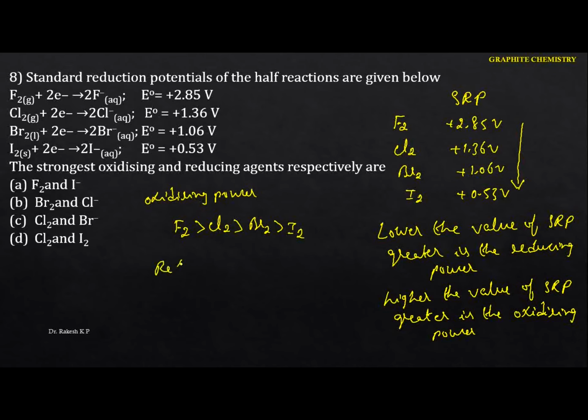For the reducing power, you have to identify which is the better reducing agent among these. This is iodine. Next comes bromine, next chlorine, and then fluorine. The strongest oxidizing agent is fluorine, and the reducing agent refers to this one. Hence in this case the option is A. Okay, so next one.